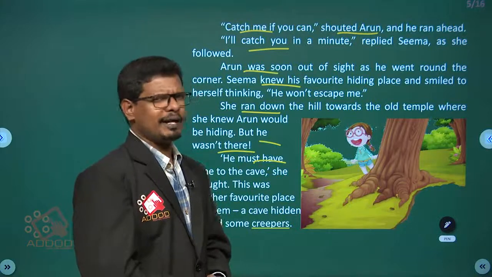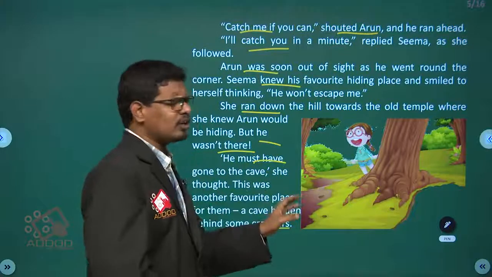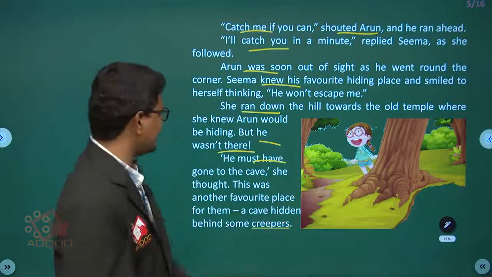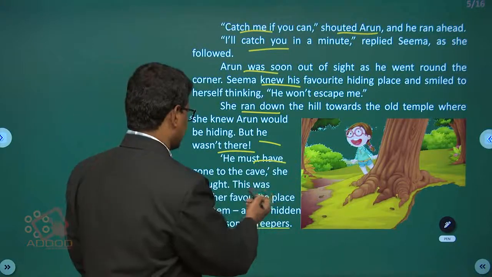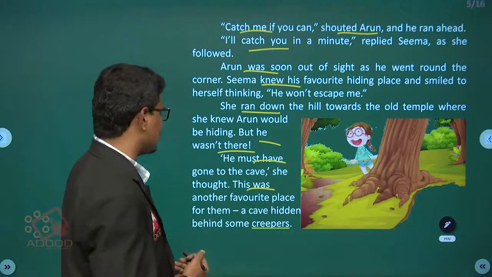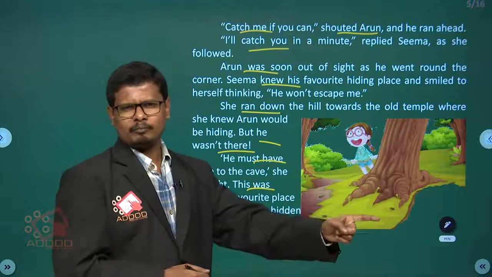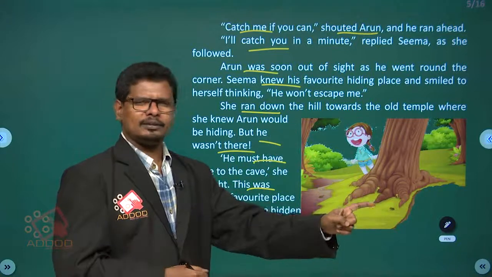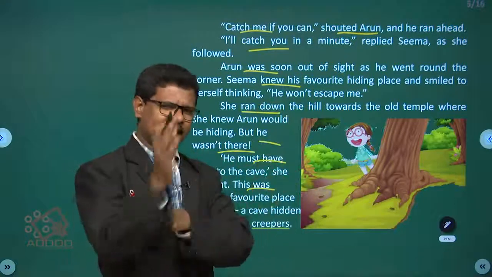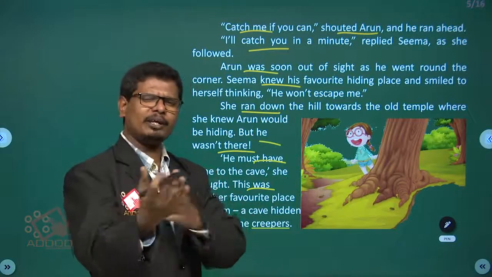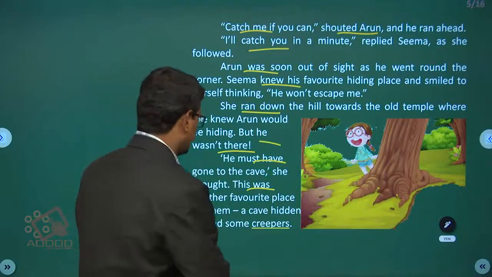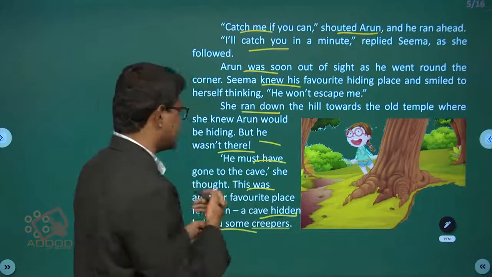So he might have gone to some other place. So she thought he went to the nearby cave. This was another favorite place for them. There was one where she could not find Arun, and there was another cave, maybe he would probably be there. A cave hidden behind some creepers.